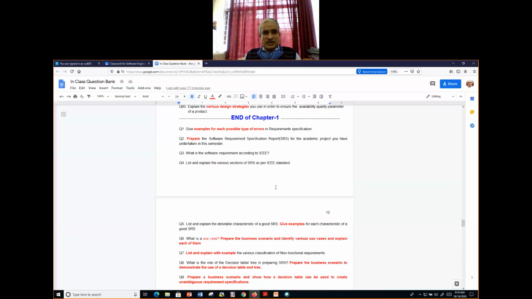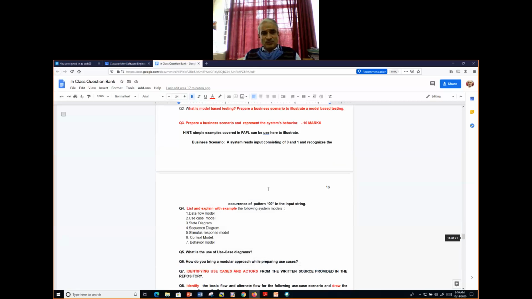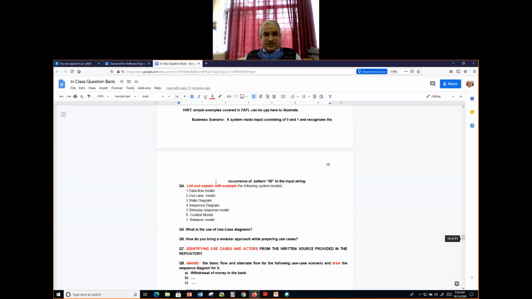Now let's look into chapter number 3. See, prepare a use case model for the following business story or scenario. Here, maybe one page or something will appear. Similarly, there are many things being given. List and explain with example the following system models: data flow model. In that case, you have to create an example scenario. There may be a question where you will be asked to create a scenario and write it, or a scenario will be given and you will be asked to write any of the models.